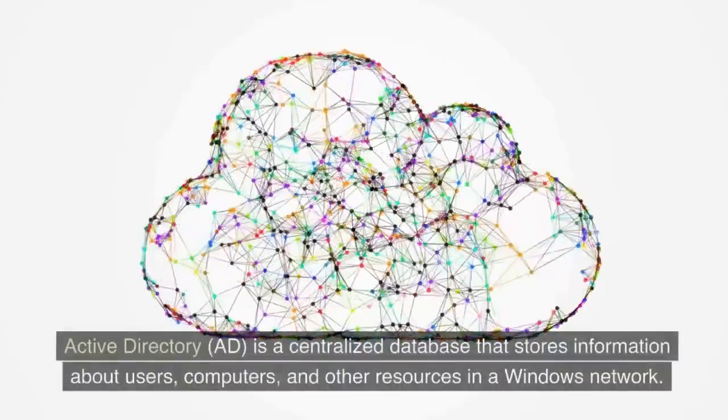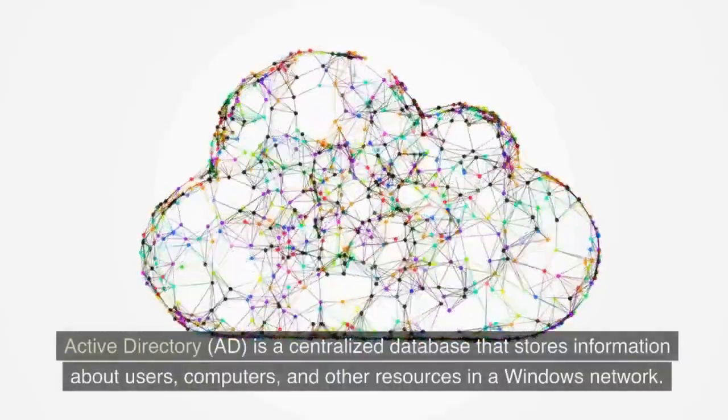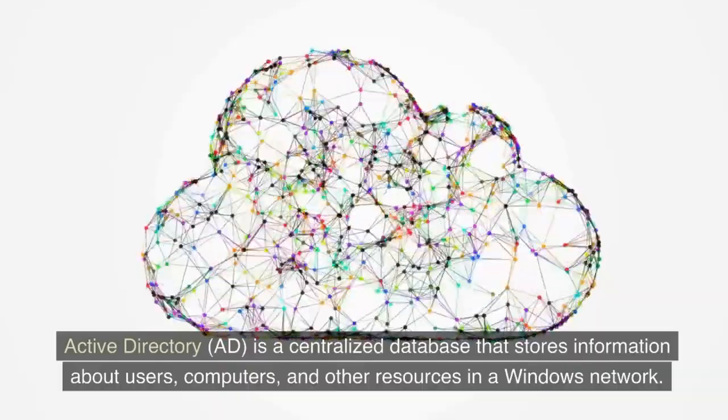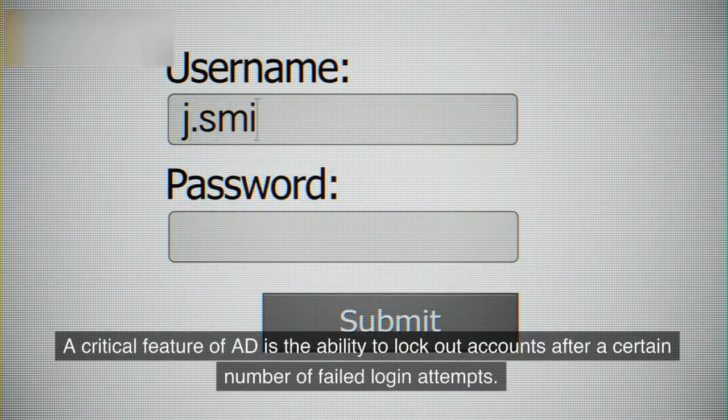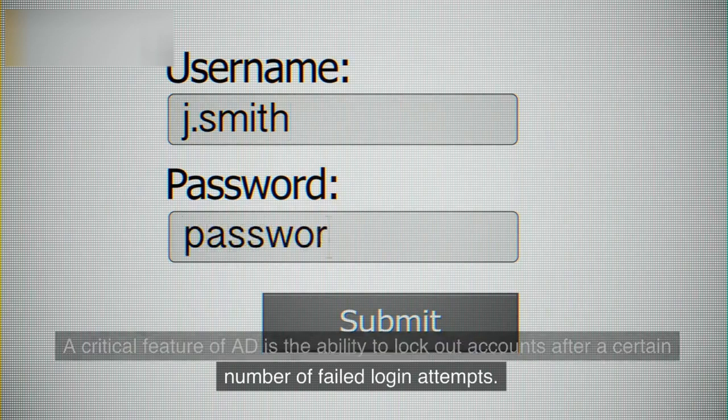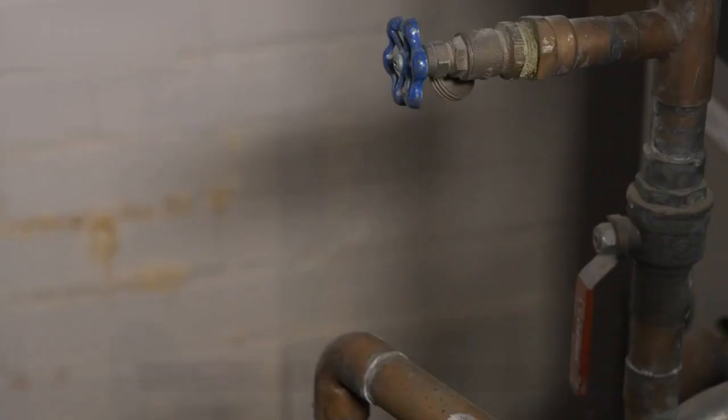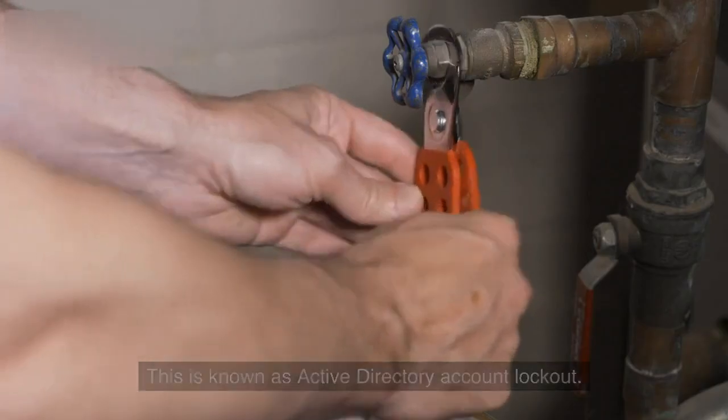Active Directory (AD) is a centralized database that stores information about users, computers, and other resources in a Windows network. A critical feature of AD is the ability to lock out accounts after a certain number of failed login attempts. This is known as Active Directory account lockout.